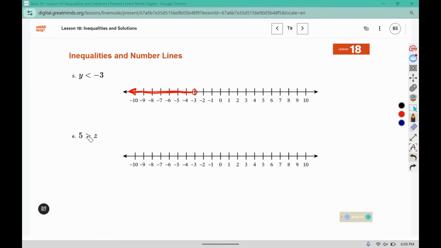This one says 5 is bigger than z. So we're putting our open circle on 5. If 5 is bigger than z, that would mean z is smaller. So we need to point to the numbers smaller than 5.